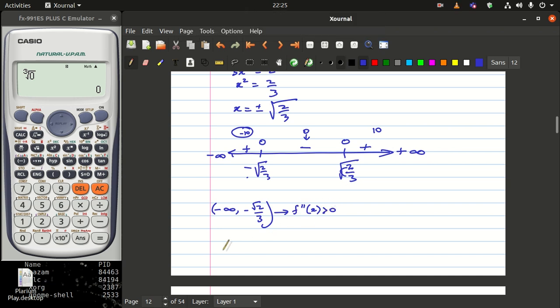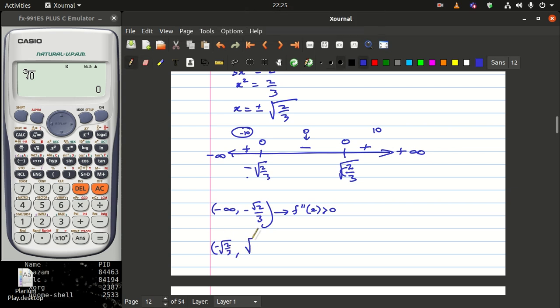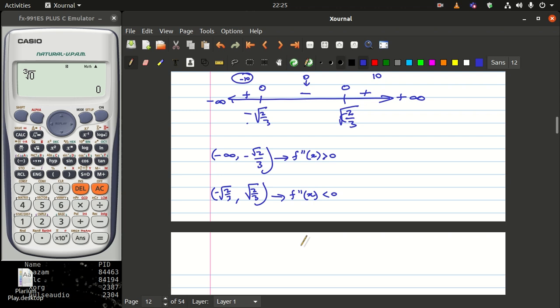And then if that is the case, it means now when you're moving from negative square root of 2 over 3 to positive square root of 2 over 3, this one is actually telling us that the second derivative with respect to x is less than 0 because it's negative. And then the last interval is telling us that if you are moving from the square root of 2 over 3 to positive infinity, we know that the second derivative with respect to x is bigger than 0. What does that mean?